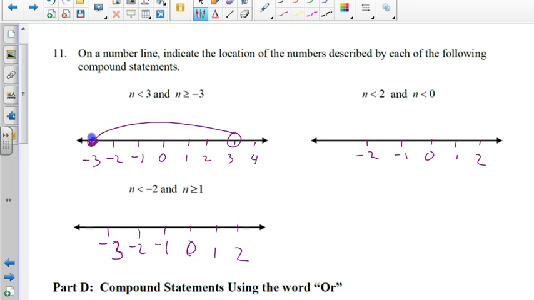Okay, n is less than 2 and n is less than 0. What do I put where? So what does this degenerate to? Really it's just n is less than 0, right? Because for them both to be true, you can get rid of n is less than 2. So 1 doesn't fit, because it's not less than 0. So solid or open?